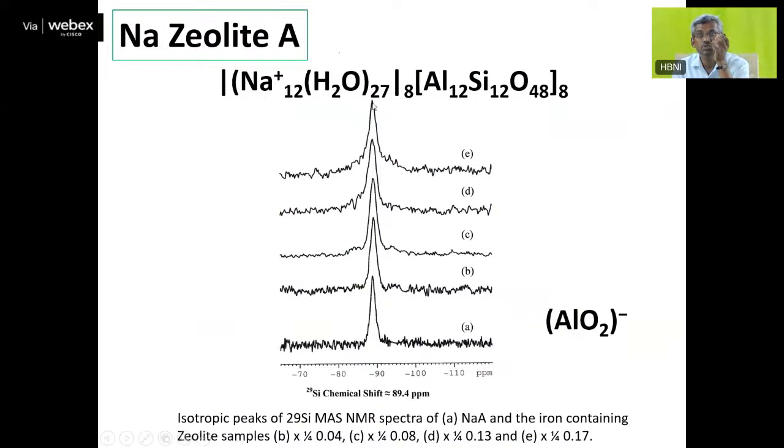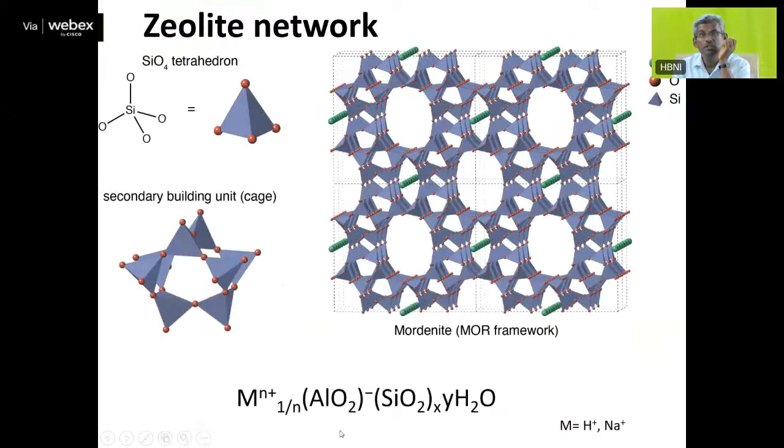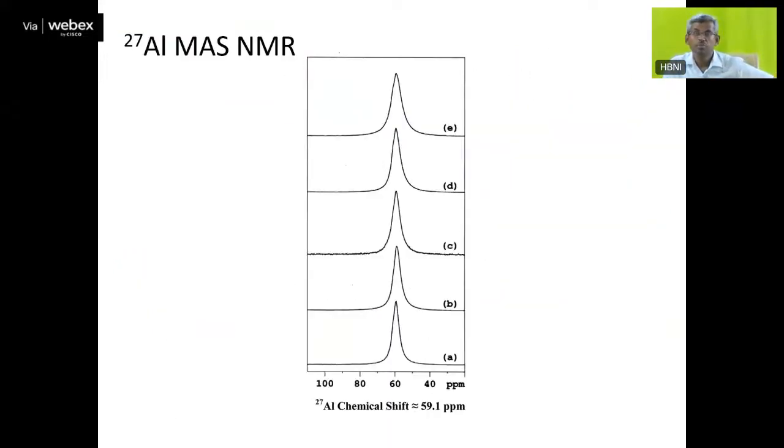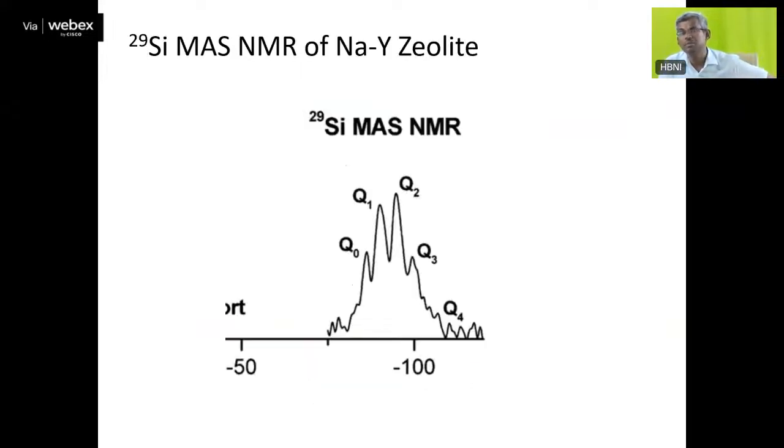And also you see here there is no change in the chemical shift. That indicates that the silicon environment is unaffected with iron addition or iron substitution in the lattice. Possibly the iron must be replacing the sodium ions, because 3 sodium ions can be replaced by 1 Fe3+. So that way it will be neutralizing the structure. Similarly, we have also done aluminum NMR, and there is no change in the aluminum. If the aluminum had reacted, we would have come to know from this aluminum NMR. I will come back to the aluminum NMR a little bit later.